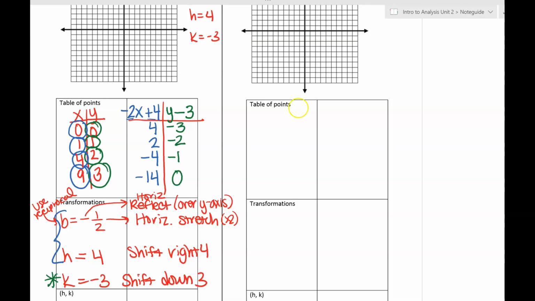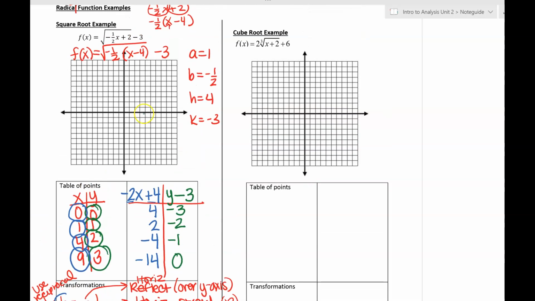So I'm going to plot these points. So 4, negative 3, 2, negative 2, negative 4, negative 1, and negative 14, 0 will be somewhere down here. Now, sometimes when you draw the square root graph, it's a little hard to know which direction to go because it has that distinct endpoint. But remember, in the parent function, that endpoint was at 0, 0. 0, 0 has been transformed into 4, negative 3. This 4, negative 3 point should be my endpoint, so it continues towards these other points.